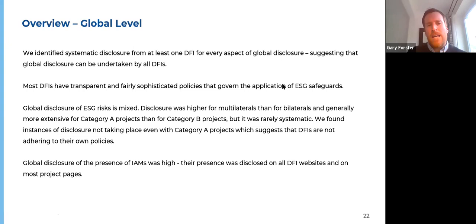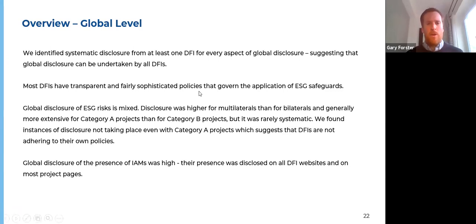We found that disclosure of ESG risks is mixed. Disclosure is higher for multilaterals than for bilaterals, and generally more extensive for category A projects than for category B projects, but it was rarely systematic. We found instances of disclosure not taking place even with category A projects, which suggests that DFIs are not adhering to their own policies. And finally, global disclosure of the presence of IAMs was high. As exhibited, we found that information on websites and on most project pages.